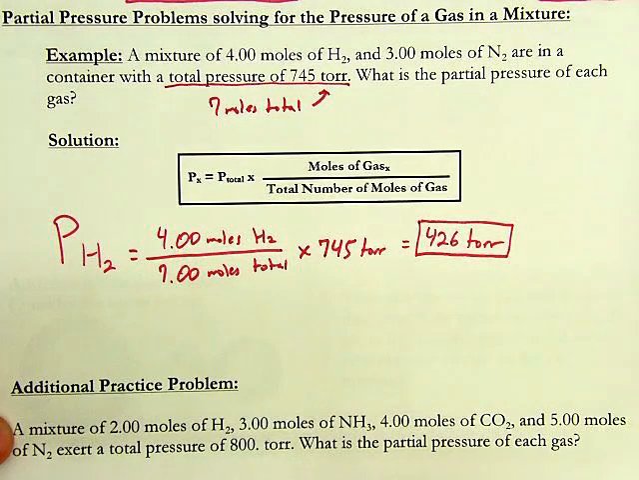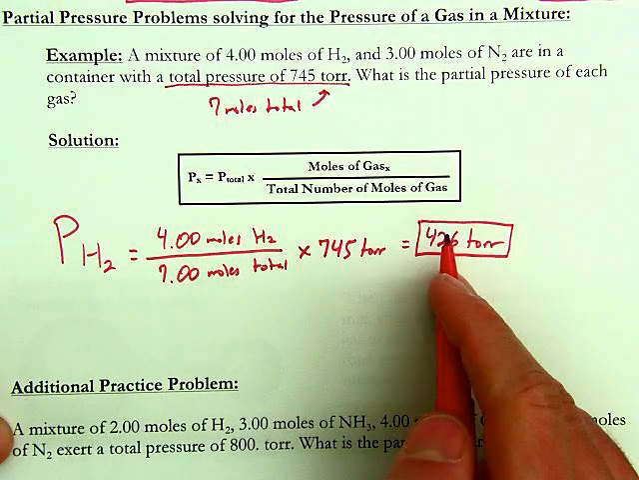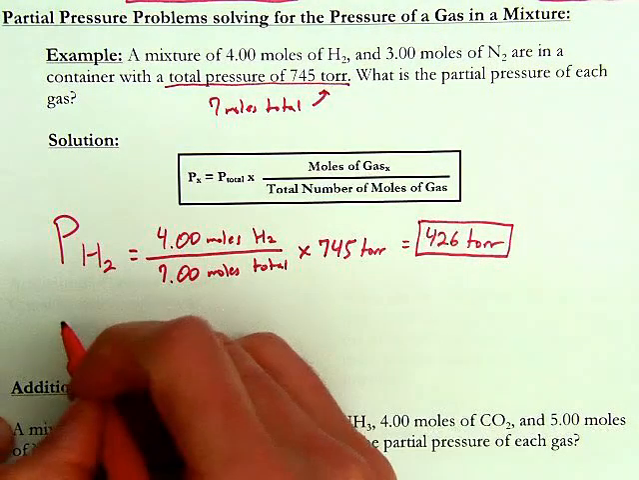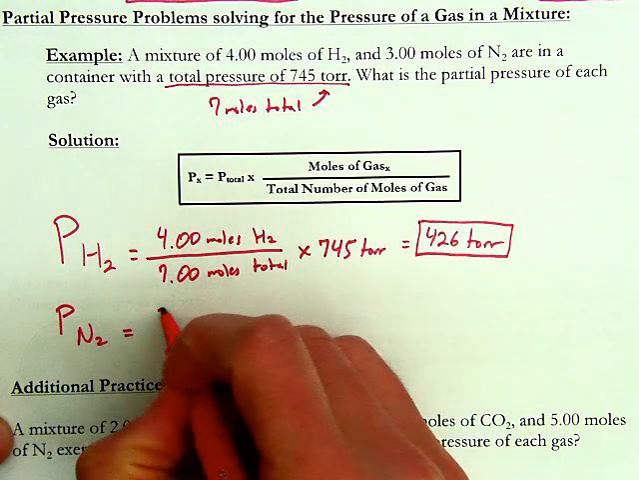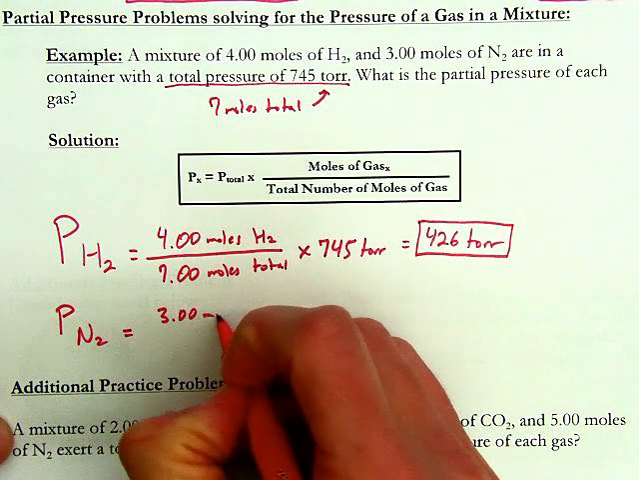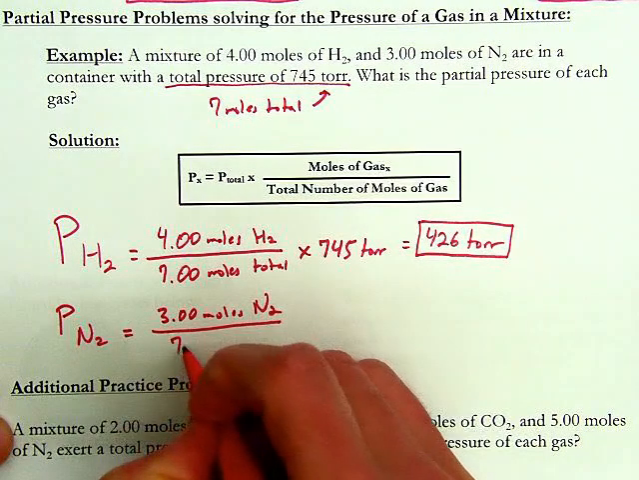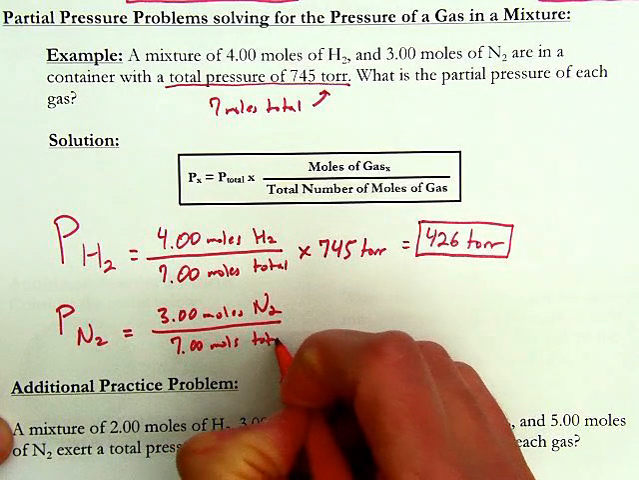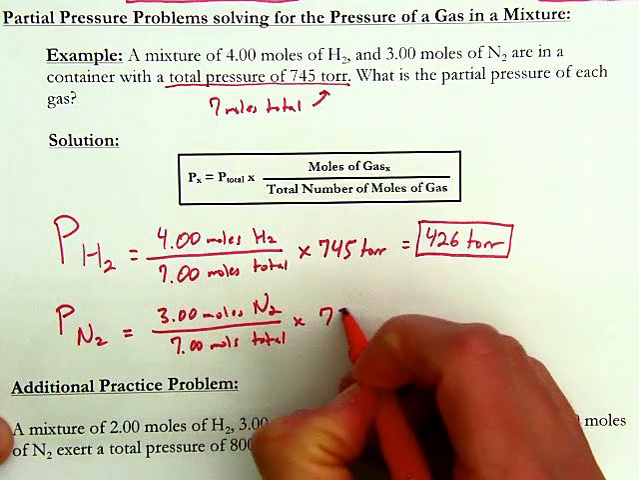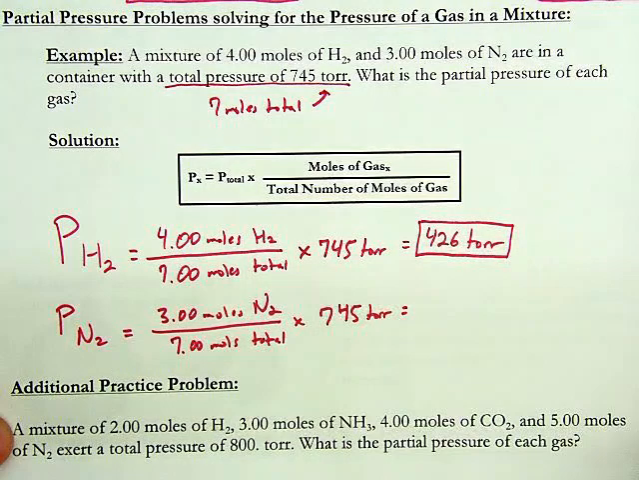Now, because there's only 2 things here, if you wanted to figure out what the other one was, you could just simply take 745 and subtract this, and that would give you the pressure of the other gas. But we'll write it out here. So pressure of N2 is 3 moles of the 7 moles total times 745, and we'll see what we get here.